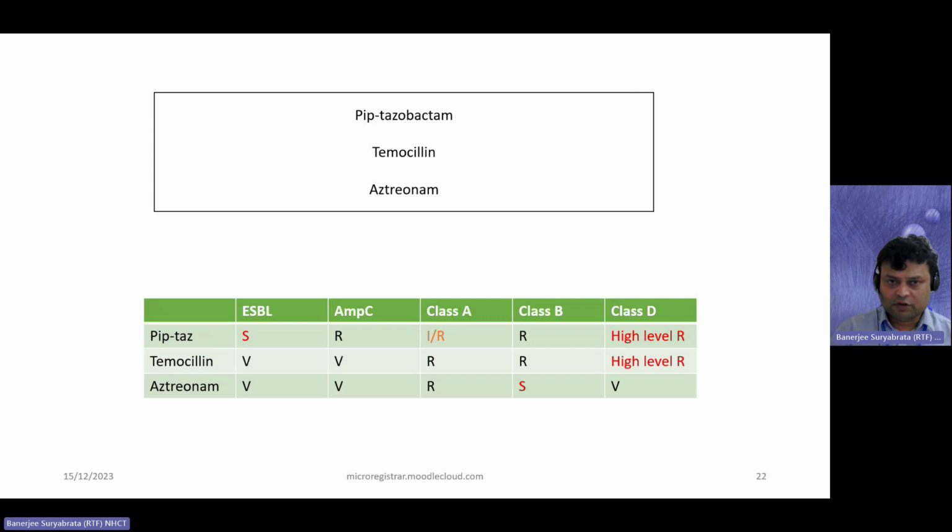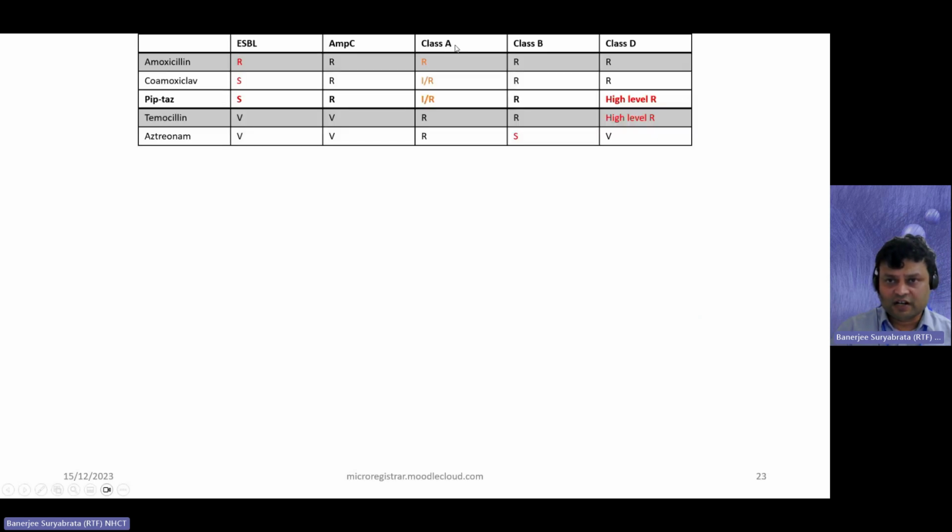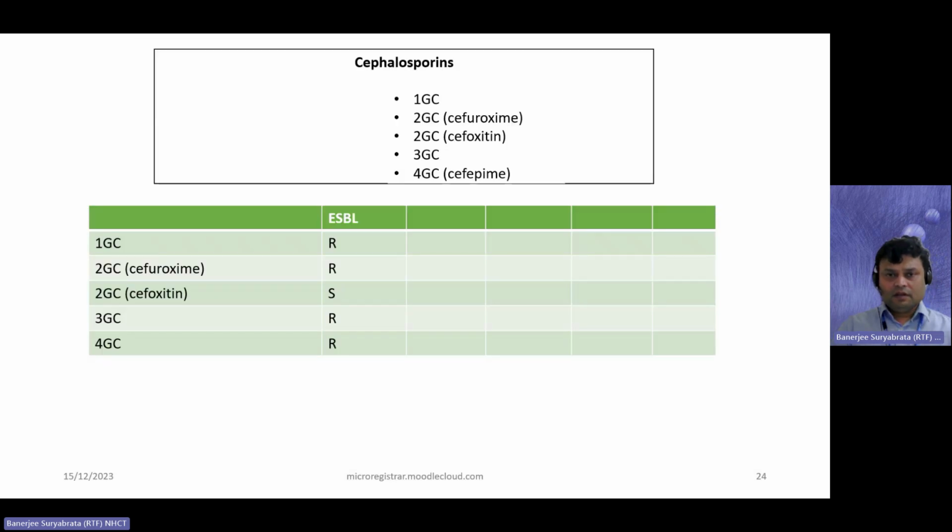So what we'll do is take all this information and generate a chart here, which will help you decipher what kind of mechanism of resistance is there. So third group is cephalosporin. ESBL is resistant to all cephalosporin, but not cefoxitin. So cefoxitin will be sensitive. AMC is resistant to all cephalosporin, but not cefepime. Cefepime will be sensitive. Class A, Class B, there is no issue there. It is resistant to all Class A, Class B.